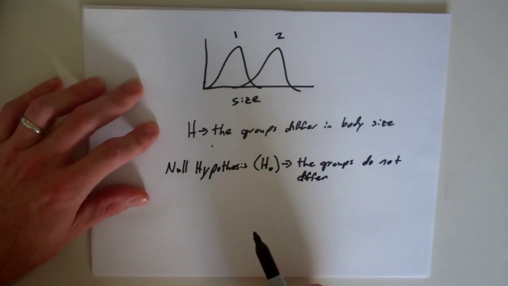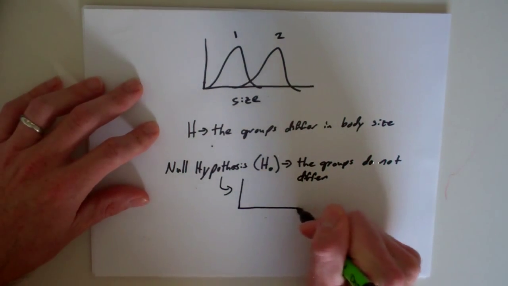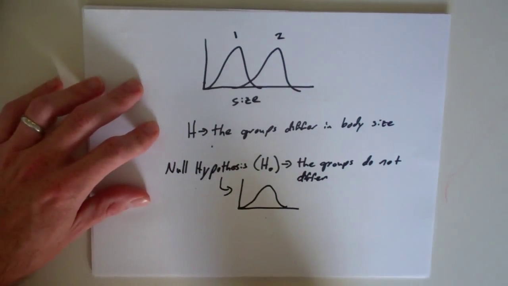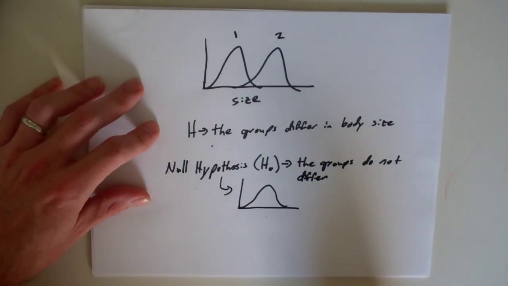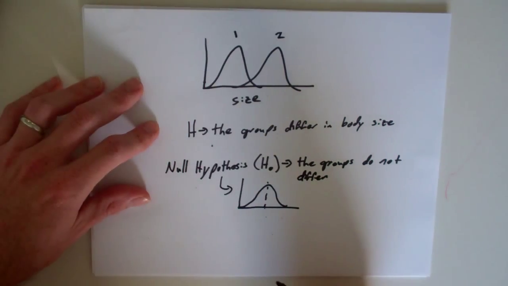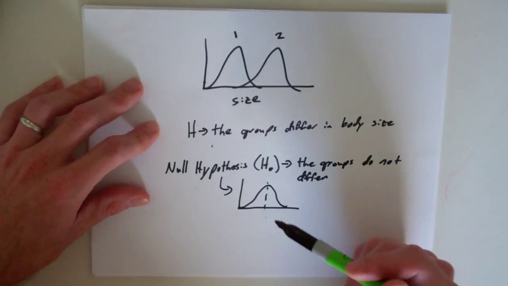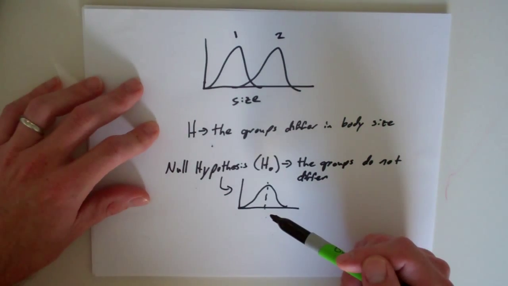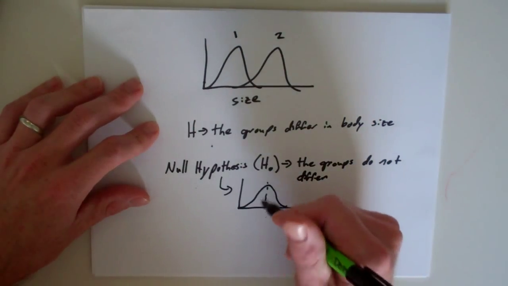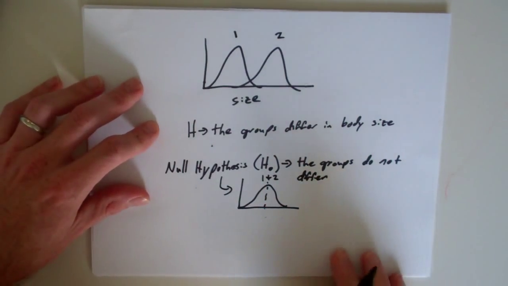Now, if your null hypothesis is supported in the end, what you're expecting is when you go out and measure the individuals from groups 1 and 2, that it's the same as drawing individuals from one large distribution with a single mean. So instead of looking like this, with two separate means, one for each group, the groups are not different, and it's the same as drawing individuals from one unique population. So this is the distribution of groups 1 and 2.